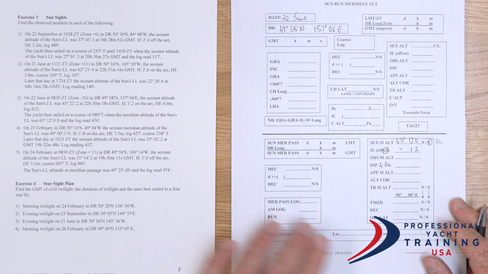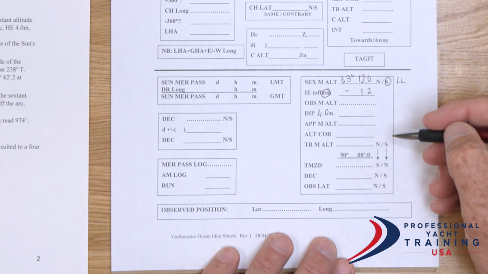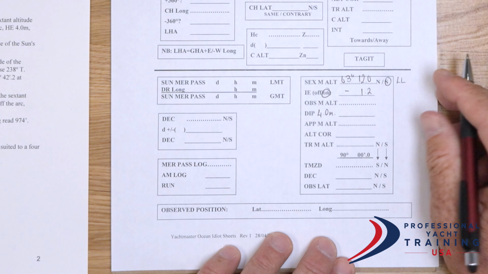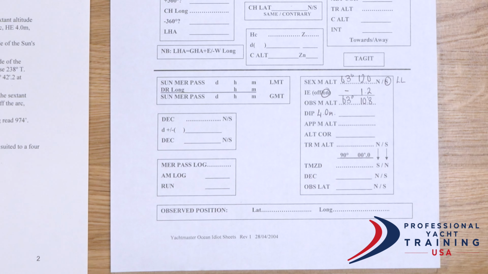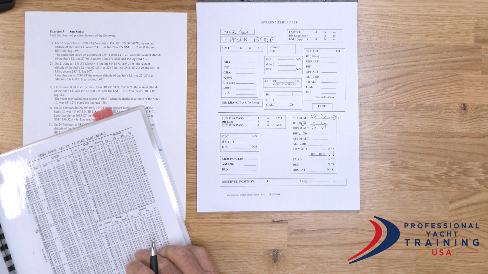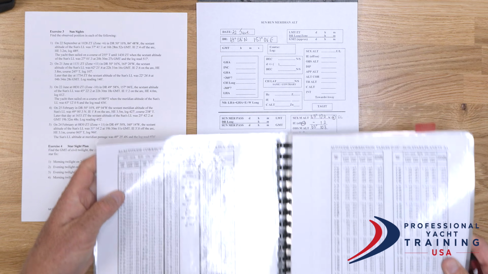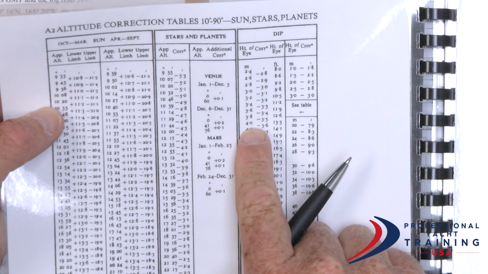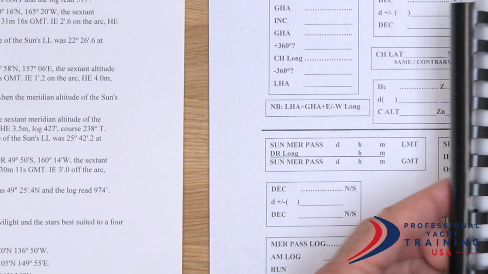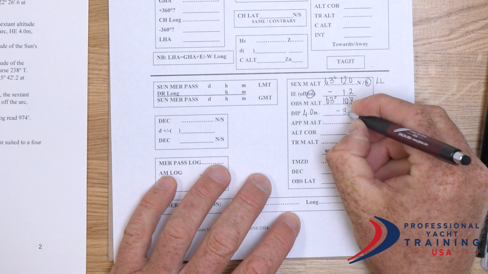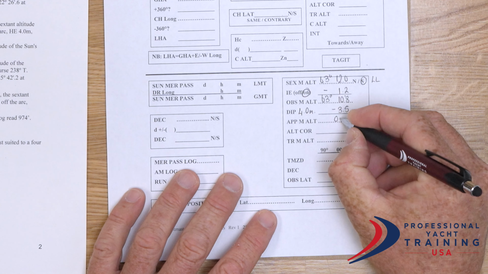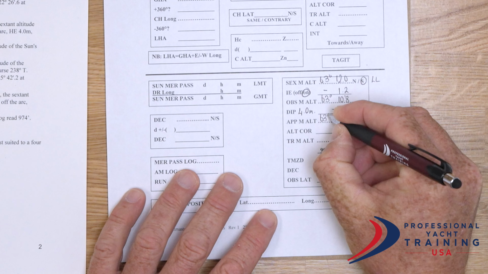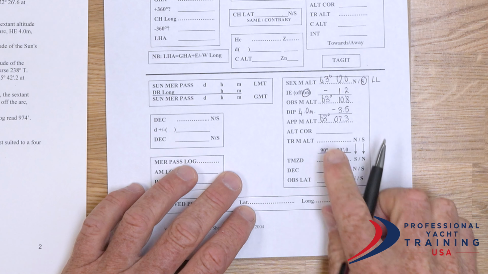I can now go from sextant altitude down to true altitude, and then I will do the steps from there onwards. 12.0 minus 1.2 will be 10.8, so 63 degrees 10.8. I use my nautical almanac to find the dip for my height of eye. My height of eye is 4 meters, go up, and minus 3.5 is my correction. So I put that in here, minus 3.5, and I get 63 degrees 07.3.